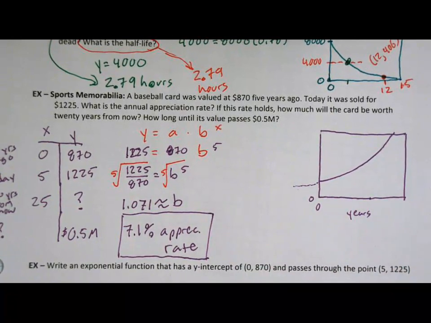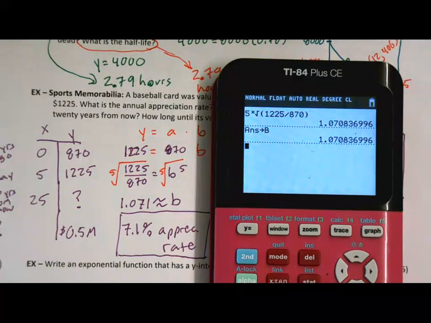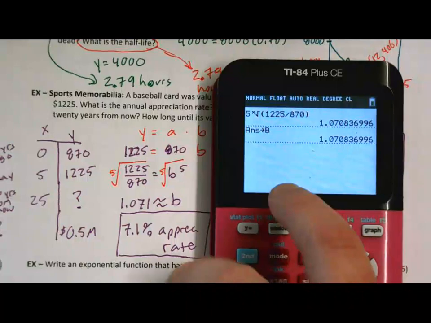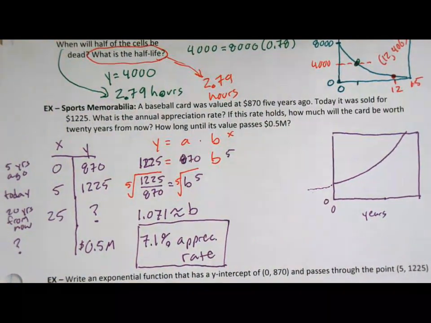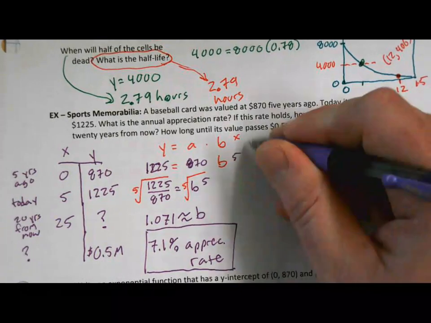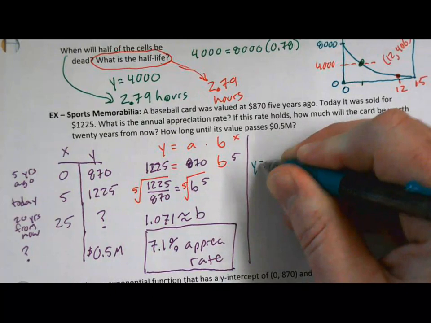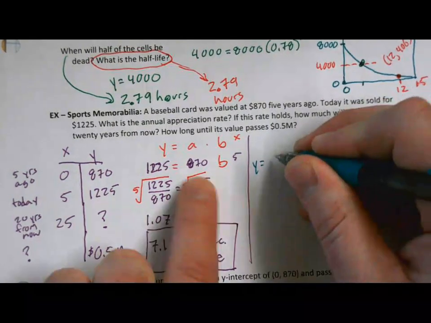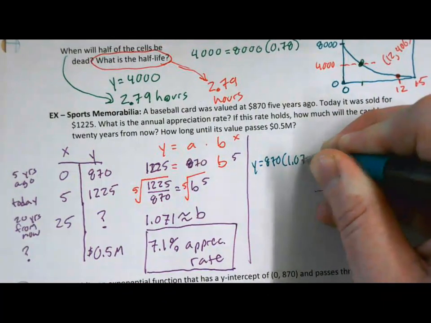Great. So now that we have our model, before I forget, let's store that into B. Store alpha B, so we can keep the whole long decimal version. We're not introducing too many rounding errors. All right, so what are we going to do next? Well, let's write the model down. Running out of space here. So y equals, what did we say it was, 870 times 1.071 to the x.